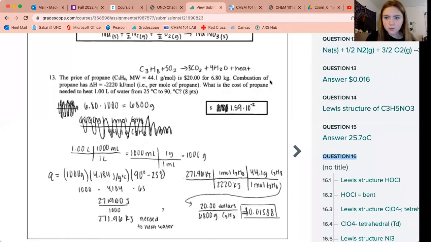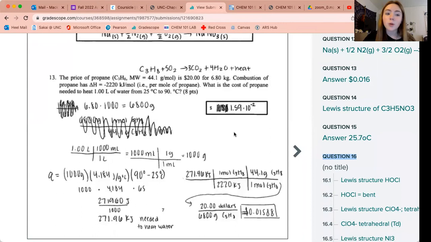Through one of my exam questions from Chem 101. Okay, so this is a free response question from the third exam. So let's read this question. The price of propane, C3H8, molecular weight 44.1 grams per mole, is $20 for every 6.80 kilograms.